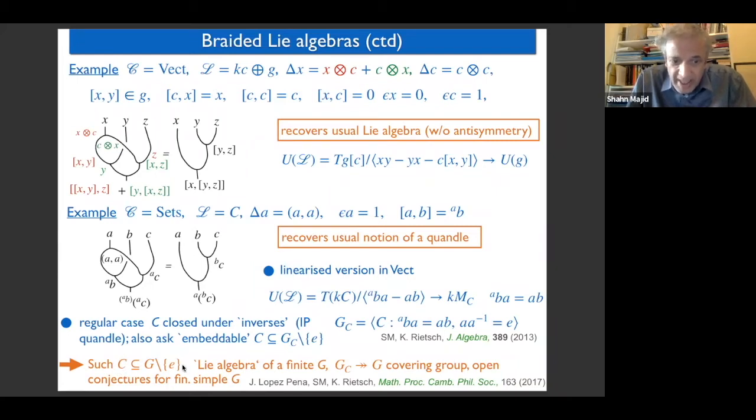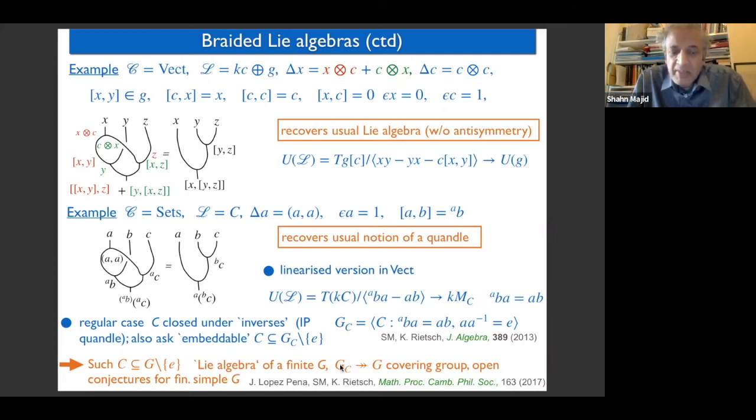Then we can regard that as a Lie algebra in the category of sets, or as a quandle, that's well known, or we can take it linearly as a vector space braided Lie algebra of the finite group G. And this group here will be a group you generate from the Lie algebra.